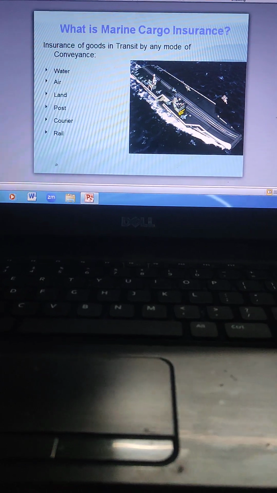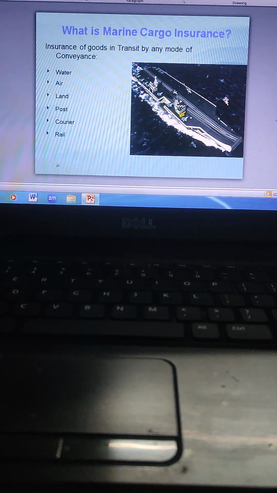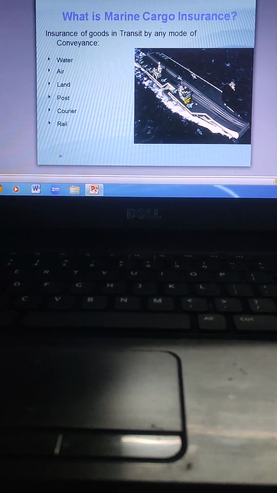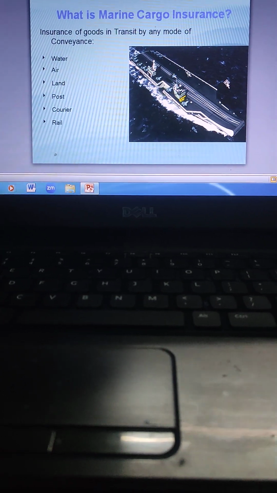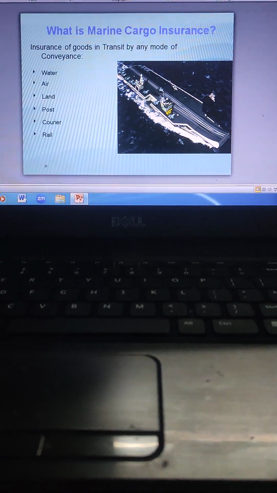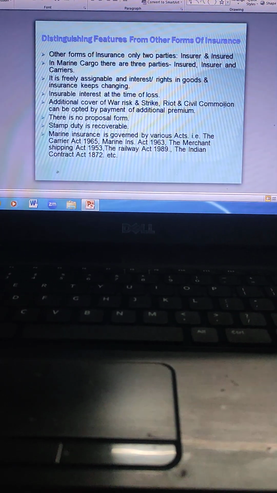So, see what is marine cargo insurance. Insurance of goods in transit by any mode of conveyance is called marine cargo insurance. It could be by water, air, land, post, courier or rail.